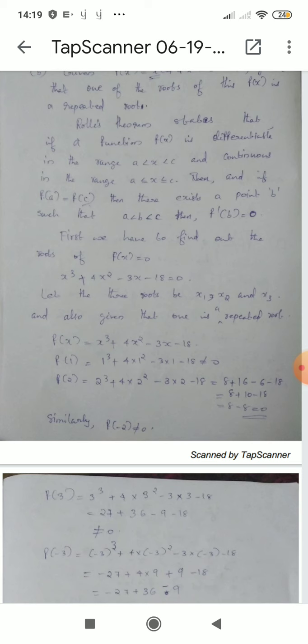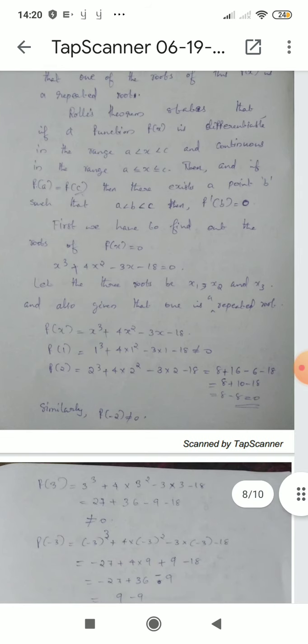Okay. So, in order to find out the root, we have to put some values of x in f of x. First we write f of x is equal to x cube plus 4x square minus 3x minus 18. Now, when I put x is equal to 1 in our f of x, then f of 1 is equal to 1 cube plus 4 into 1 square minus 3 into 1 minus 18, and definitely it is not equal to 0.